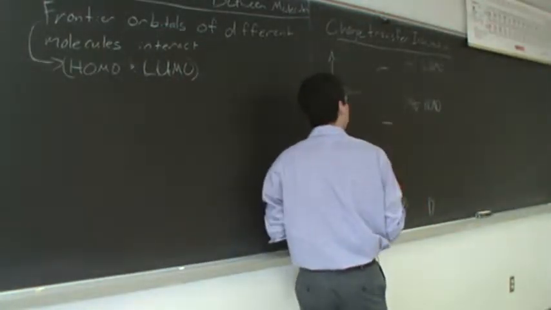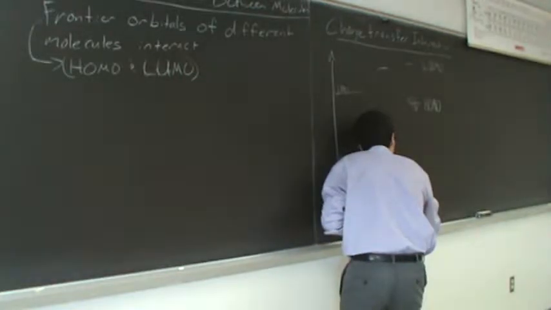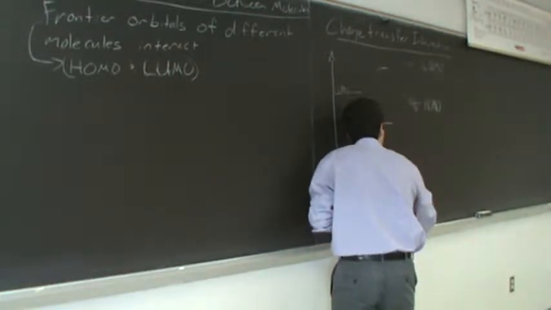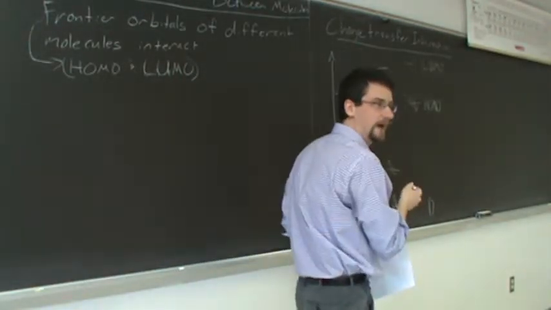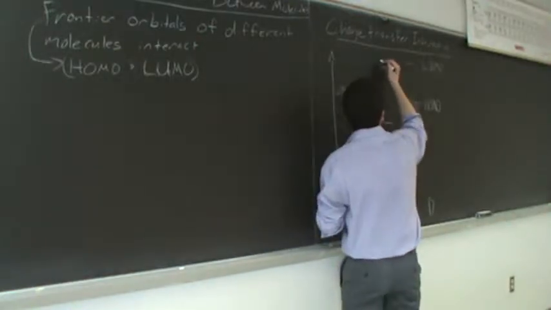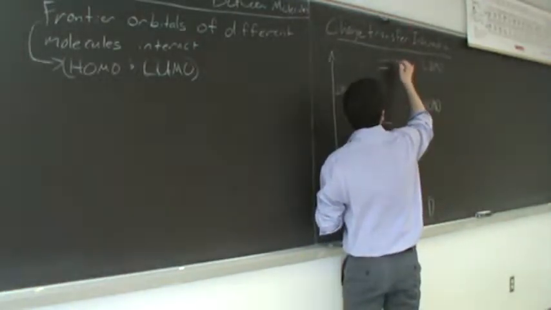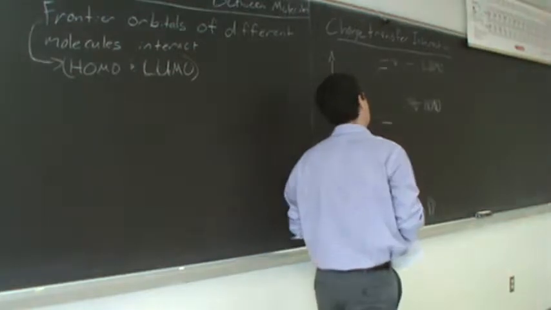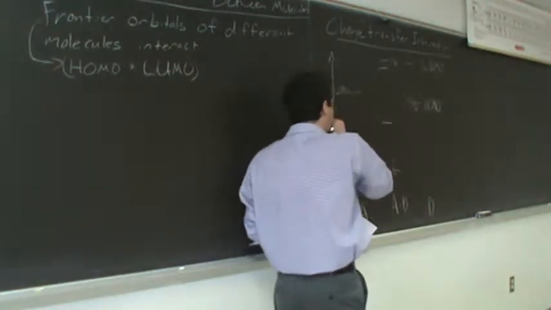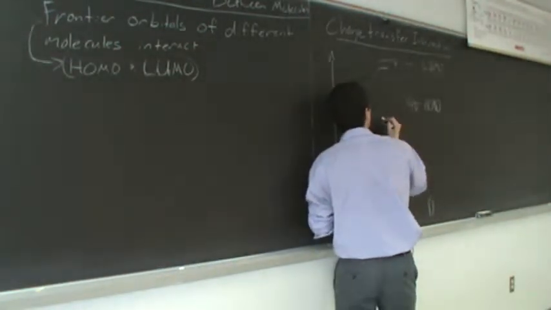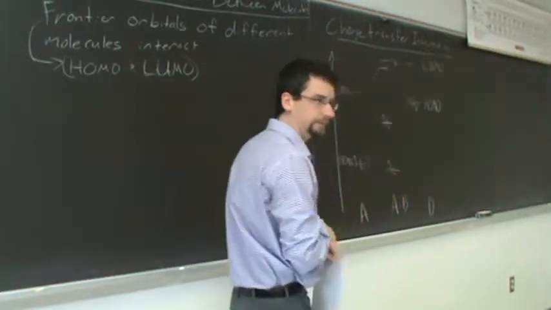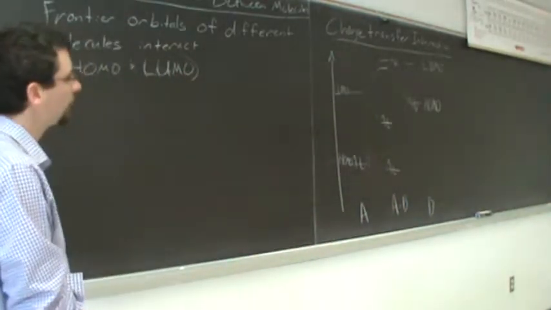So these are new hybrid orbitals. We're also going to have that one there that remains relatively non-bonding, and then we'll have another one up here that's non-bonding. Okay. So now this gets occupied, right?